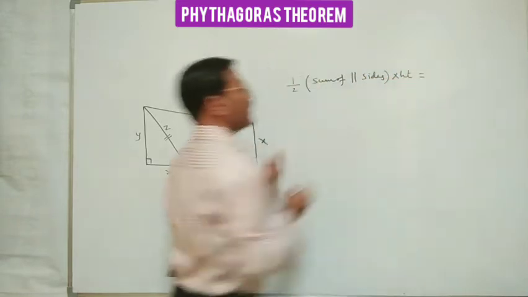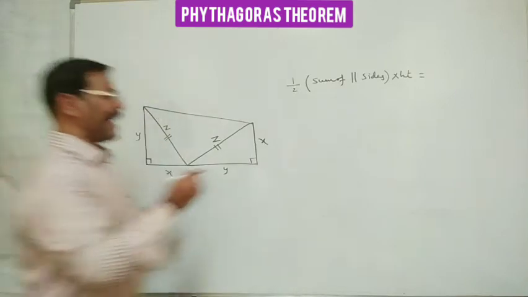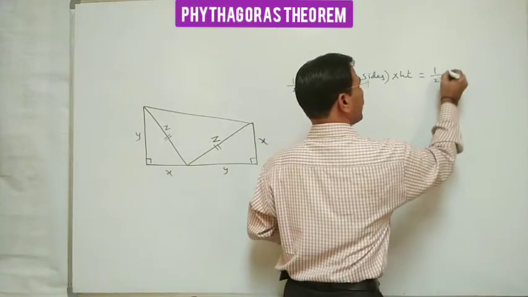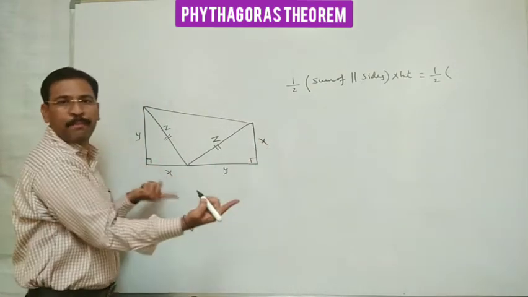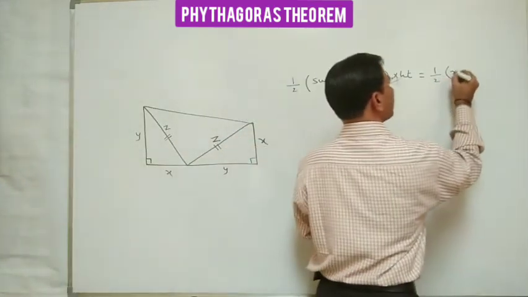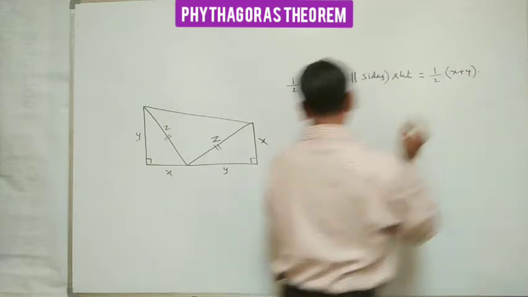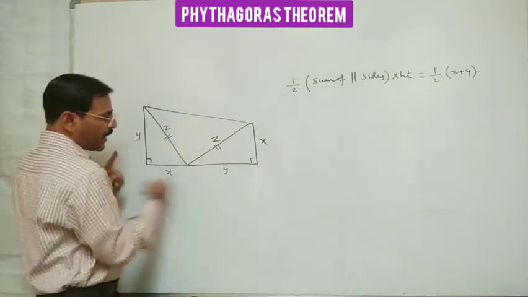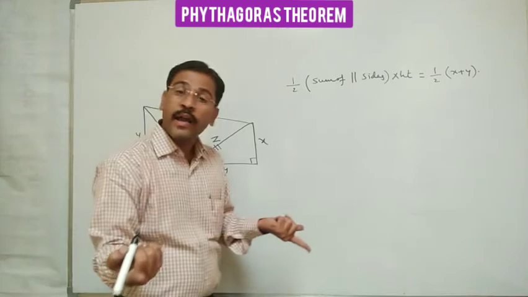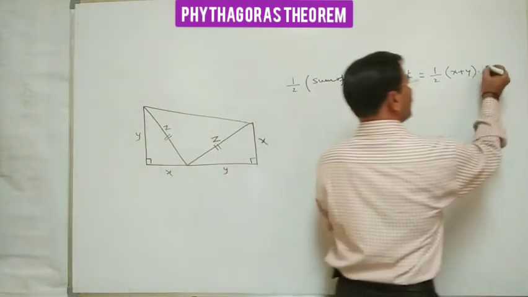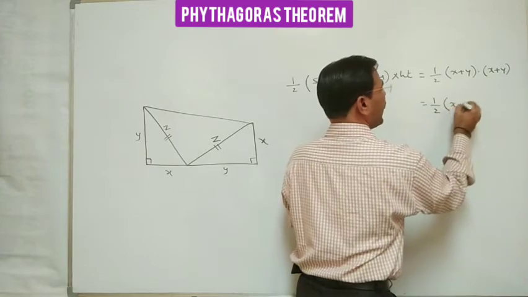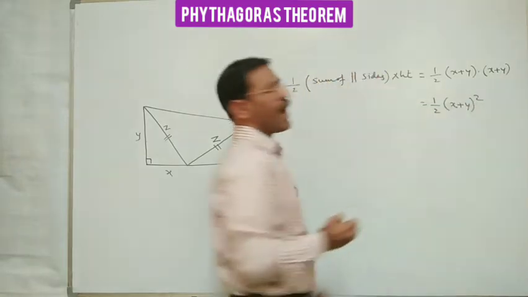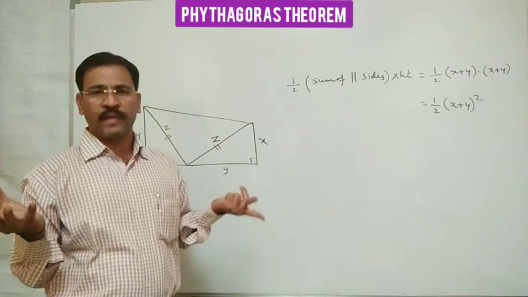Yes, this is a very important formula. Half into the sum of parallel sides. This is y, this is x, both of these are parallel, so I write x plus y into height. What about the height? This is the height, again it is x plus y. So what you can write here is half into (x plus y) whole square. This is the area of the trapezium.